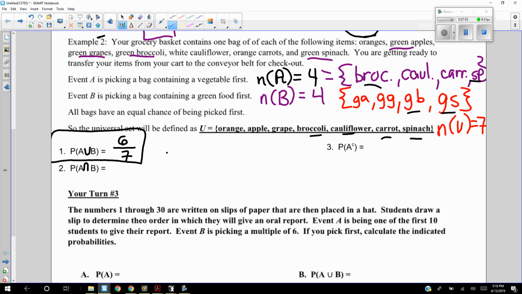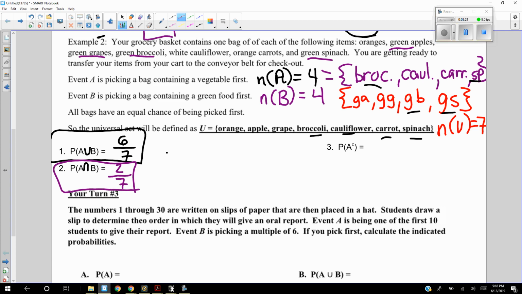And this last one wants to know the intersection. This one is a little bit easier, so we've already done this. We know that they overlap with 2 items. They both have broccoli, they both have spinach. So there's a 2 out of 7 chance we put something on the conveyor belt that's from set A and set B.